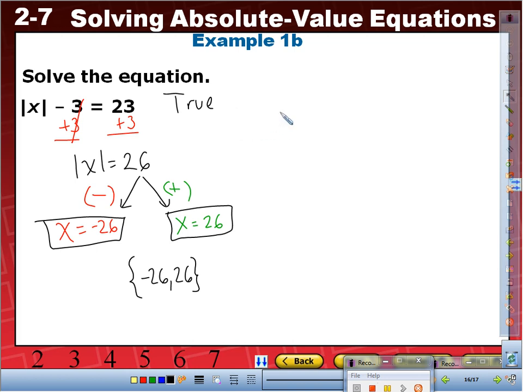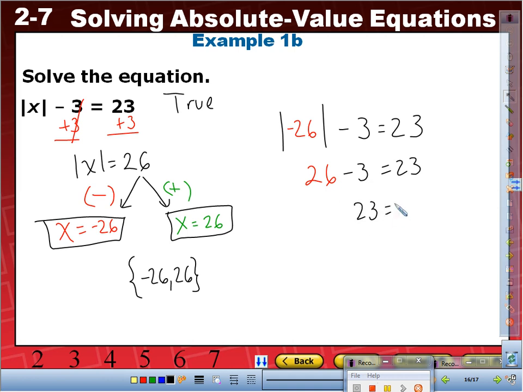For example, here we go. I'm going to rewrite it over here. Absolute value minus 3 equals 23. So what is my first value? Negative 26. What is the absolute value of negative 26? 26. And it says subtract 3 equals 23. So what is 26 minus 3? 23. 23 equals 23. Yeah, so it's true. And guess what? It's going to work the same with 26 if we were to rewrite it. Copy this down, please, so that you can see how we check it and that it ends up being true.